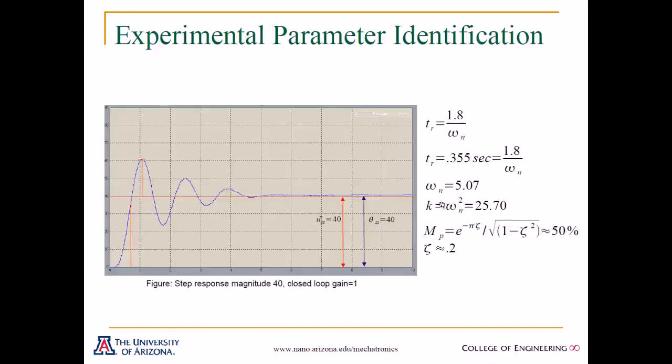The damping ratio zeta can be determined from the percent overshoot, which in our case is about 50%, resulting in a damping ratio of 0.2. With the formulas from the previous slide, the two parameters of the open loop system can be easily computed.